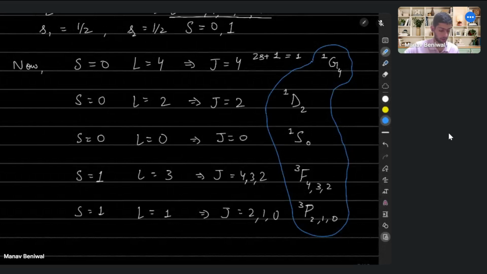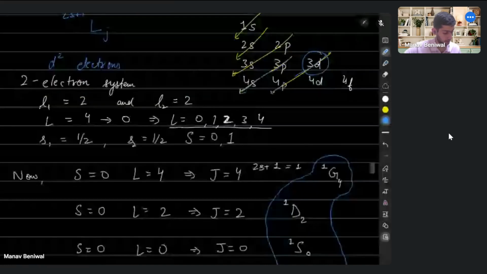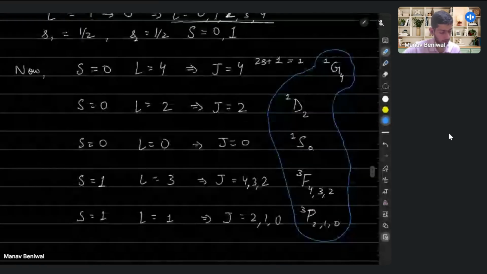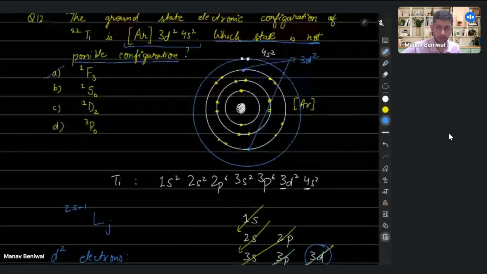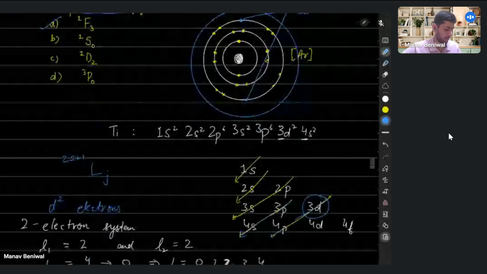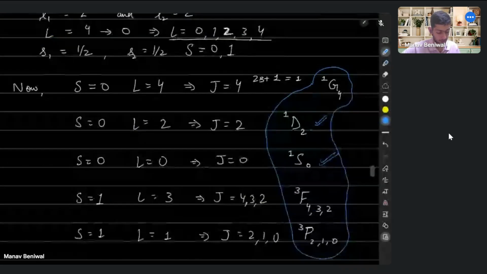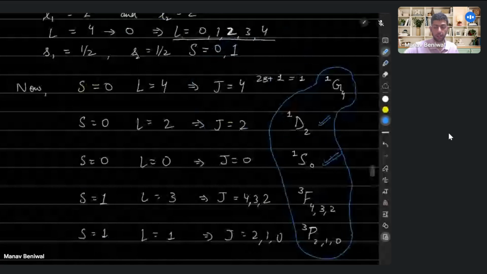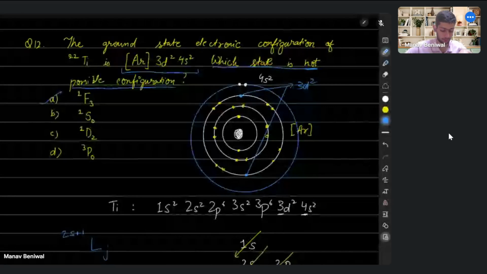Let's check our options. 1F3 is not here, right? We are asked for the not possible configuration, so this is the answer. Let's check the other ones. 1S0, yes, we have 1S0. 1D2, yes, we have 1D2. 3P0, yes, we have 3P0. Therefore A is the correct option because this is not a possible configuration.